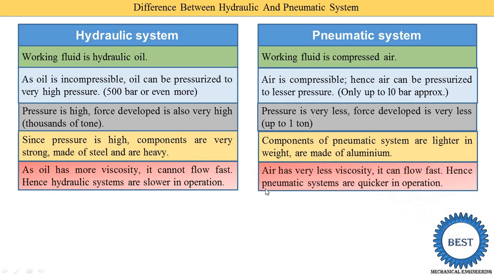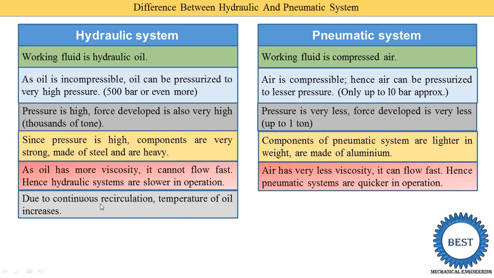We also know that the velocity of air is higher because its viscosity is low. Air has very little viscosity, so it can flow fast. Hence the pneumatic systems are quicker in operation. Suppose we require quick operations, then we need to use pneumatic systems. Suppose we require slow speed and a heavy load, then we need to use the hydraulic system.